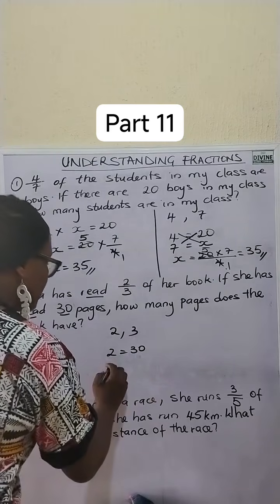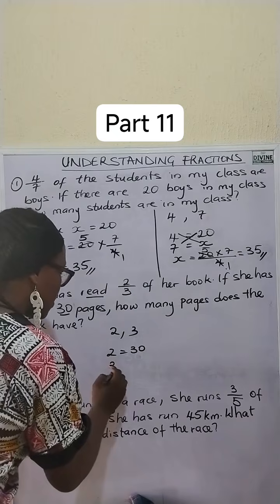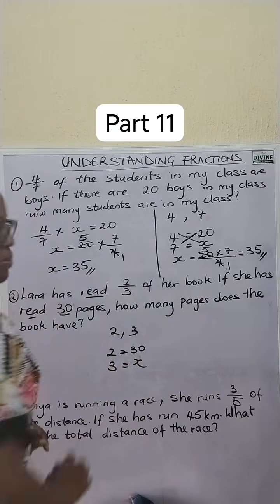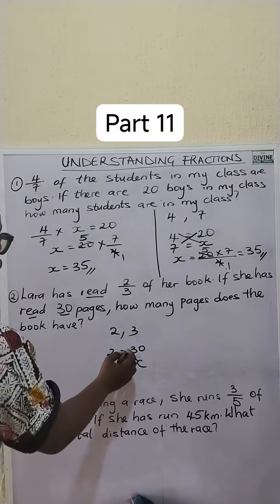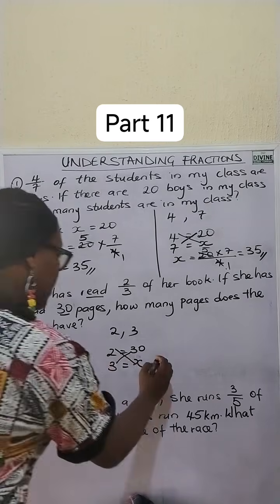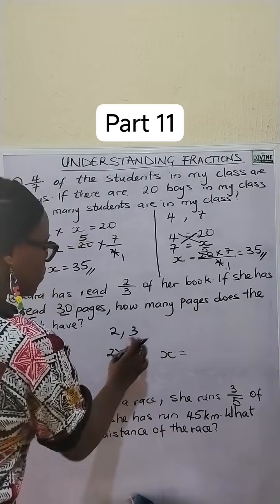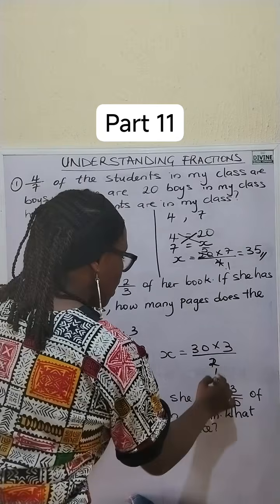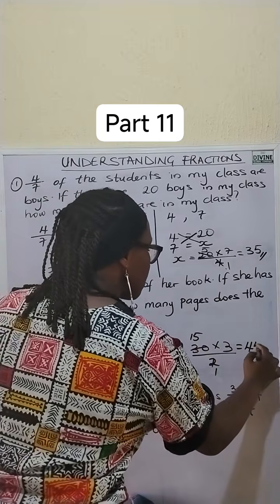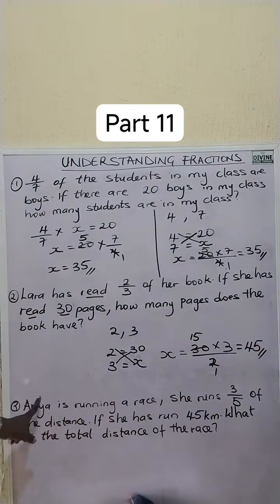The total pages in the book is 3, but we don't know the number. We know the fraction as 3, but we don't know the number, so we cross multiply. So x is equal to, the two sets that are complete, you write 30 times 3 over the part that is spelled with x, 2. 2 here 1, 2 here 15. 15 times 3 equals 45. That means there are 45 pages in the book. Now read this one and try to solve it.